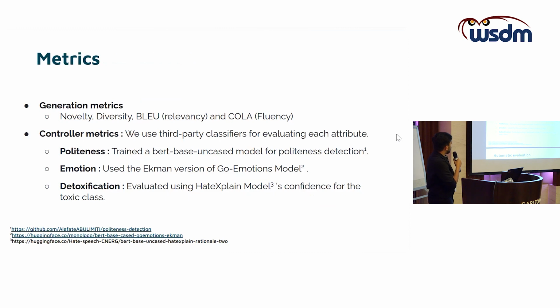For evaluating our approach, we use several generation metrics. These are novelty, diversity, BLEU for relevancy analysis, and CoLA for fluency. And we also use some third-party classifiers so that we can evaluate whether the text actually contains such attributes or not. For politeness, emotion, and detoxification, we have a separate classifier that is again publicly available. And we use that classifier to understand whether the text actually contains the attributes or not.